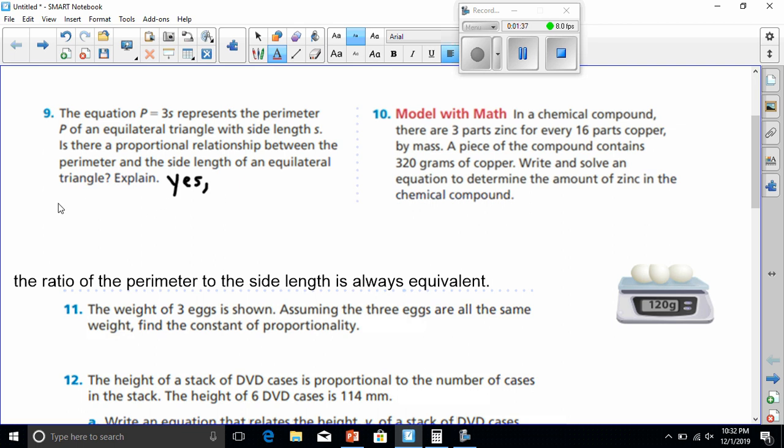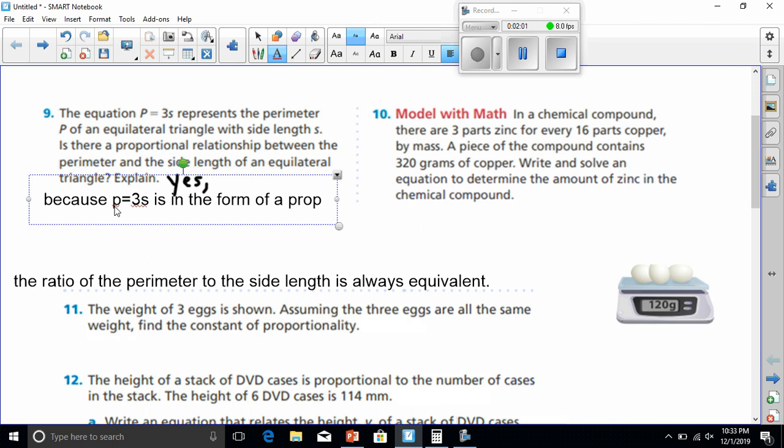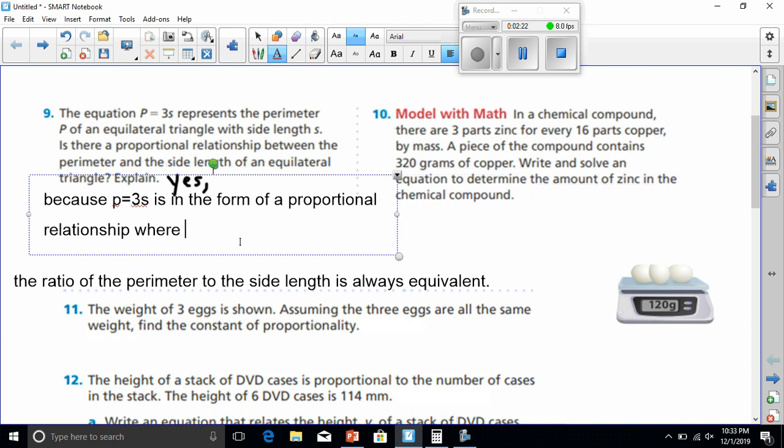Because P equals 3s is in the form of a proportional relationship where 3 is the constant of proportionality, right?